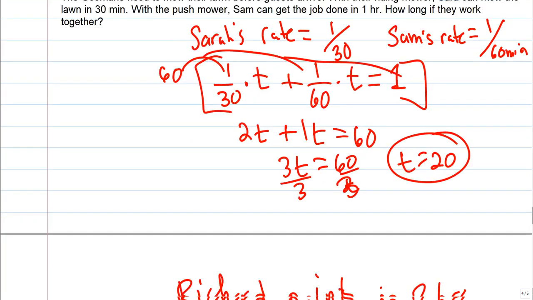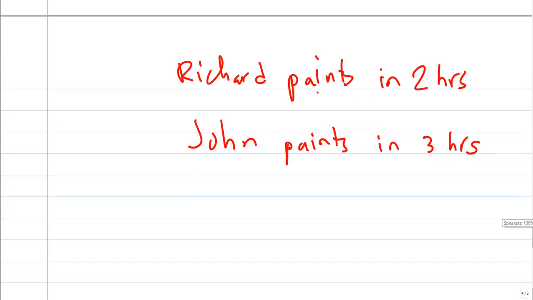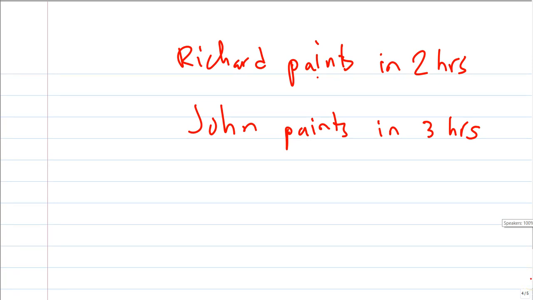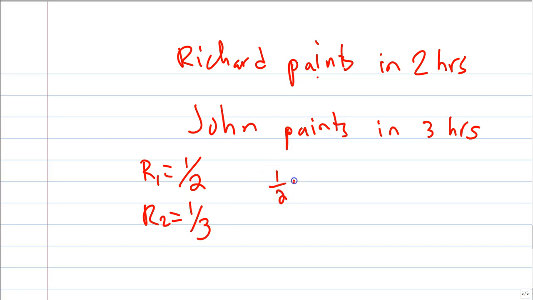Let me give you an example of that. So Richard can paint a room in 2 hours. John can paint it in 3 hours. What if they are working together? Well, Richard's rate would be 1 job in 2 hours. John's rate would be 1 job in 3 hours. So combining Richard's rate times a common time, John's rate times a common time, how long should it take them to do 1 job?